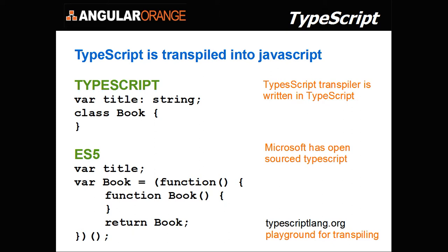So, like I said, TypeScript is transpiled into JavaScript. Typically, you could have TypeScript such as var title as a string or class book. And the transpiler converts that into ES5 language. So basically you'll have JavaScript code which looks like var title and var book equals a function which is defined as a closure.